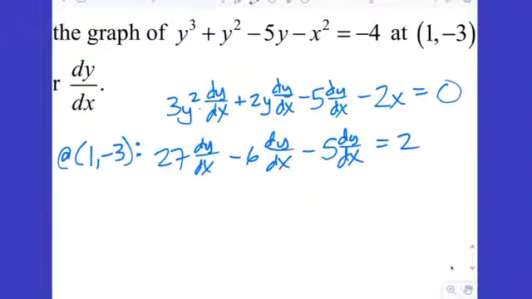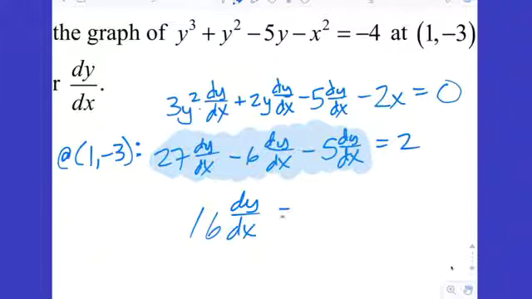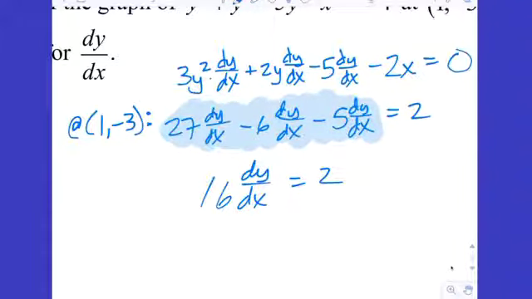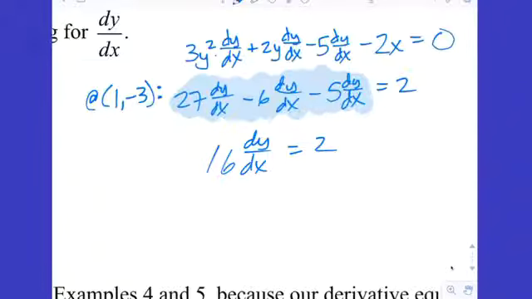Now, notice we don't have to factor out the dy/dx like we did on the previous example, because we plugged in all those variables that were attached with the dy/dx's, we made them all like terms now. And that's why plugging in first makes a little bit more sense if you don't ever have to find dy/dx. 27 minus 6 minus 5 is now just 16 of those dy/dx's. And now, of course, bring the 16 across, you get 2/16, which is 1/8.